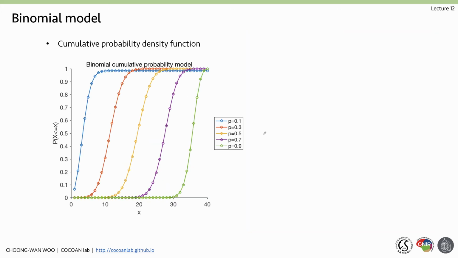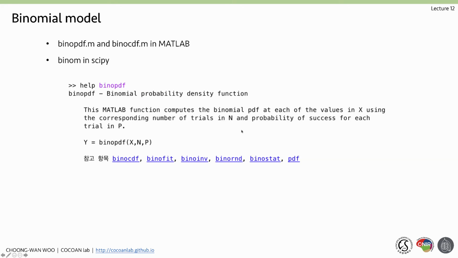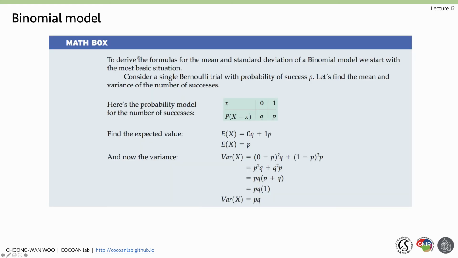And this is the cumulative probability model. That is, as I said before, this is the cumulative probability function. And we can code this using this code. And there are also functions for the binomial model, binopdf and binocdf. CDF is a cumulative distribution function in MATLAB and also in Python. Most of the computer programming languages have these models already implemented.